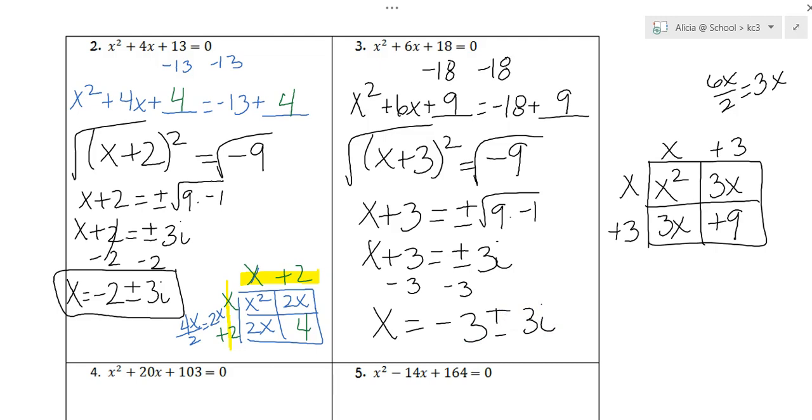And if you'd like to simplify this one more time, we notice that each of these terms, 3 and negative 3, can both be divided by 3. They have a GCF. So in case you see that, you are more than welcome to take that GCF of 3 out, which would make this equal to 3 times negative 1 plus or minus i.